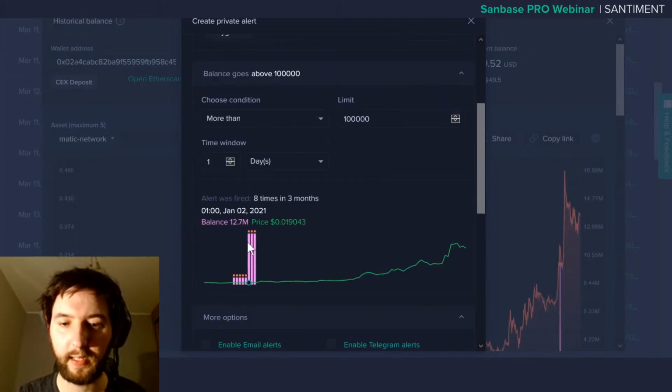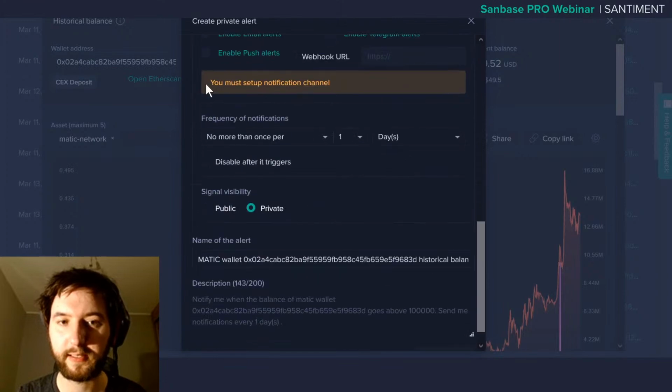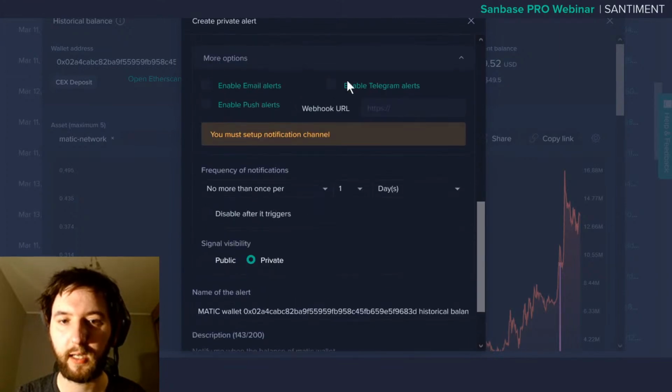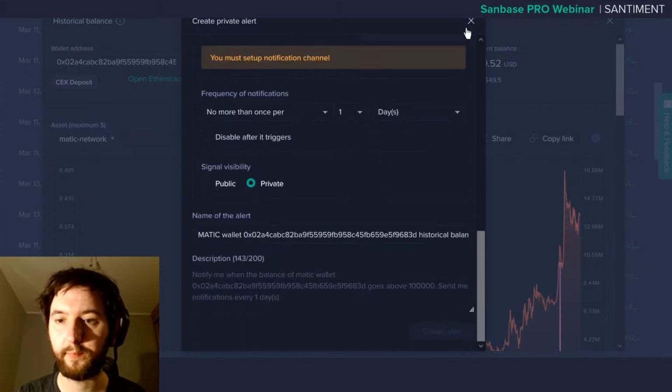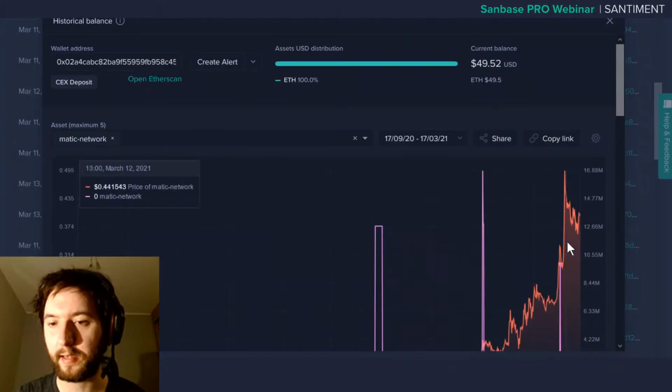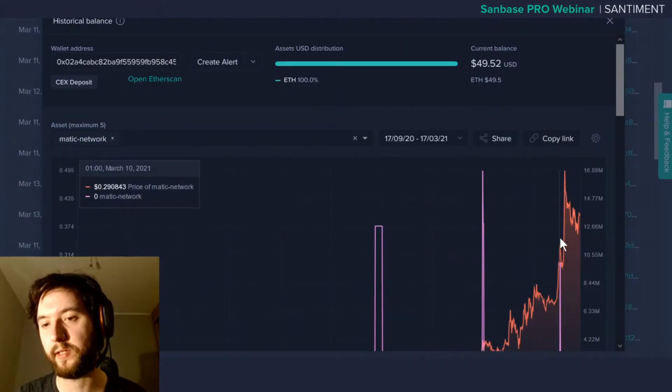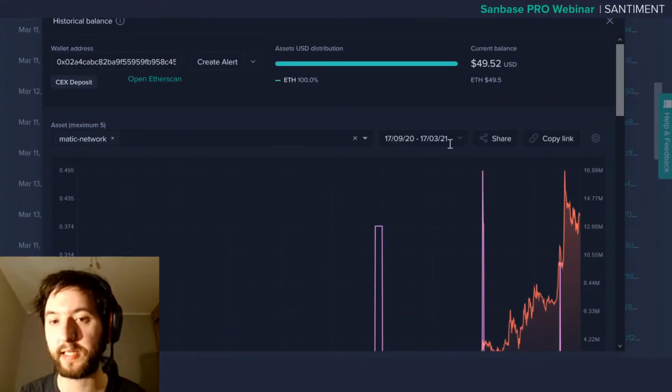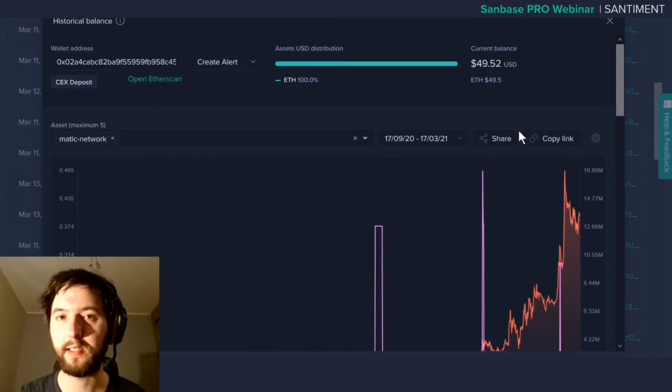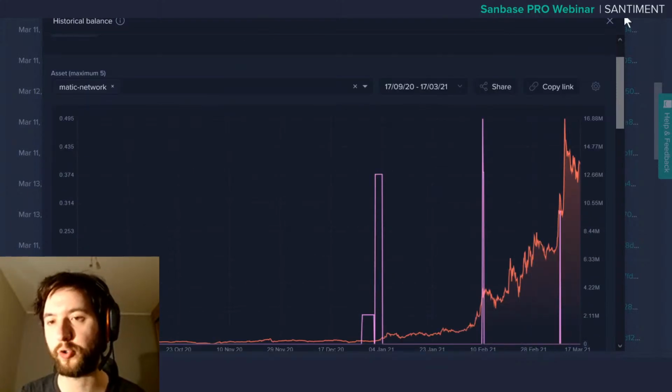So it will tell you the last time it happened, and then you can set up how you want to be alerted, email, Telegram, or push notification, and create an alert. And then you will know the next time that this address receives an exorbitant amount of Matic, because it seems like in the past, once that happens, it's usually a precursor of a short-term correction.